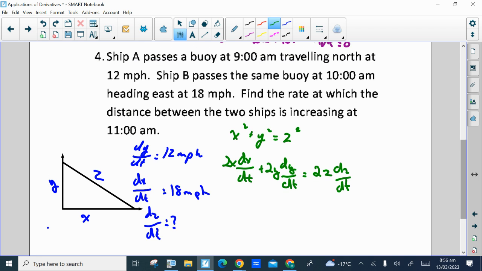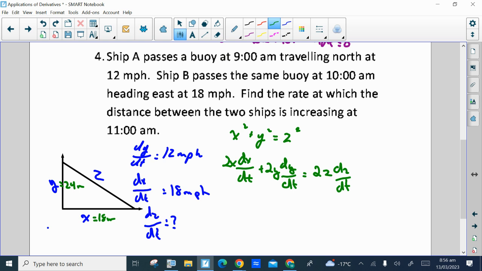Ship A passes the buoy at 9 a.m., and therefore at 11 a.m. it's been traveling for 2 hours. It's traveling at 12 miles per hour for 2 hours, so y will equal 24 miles. Ship B passes the buoy at 10 a.m., so at 11 a.m. it's only traveled for 1 hour at 18 miles per hour, so x will be 18 miles.